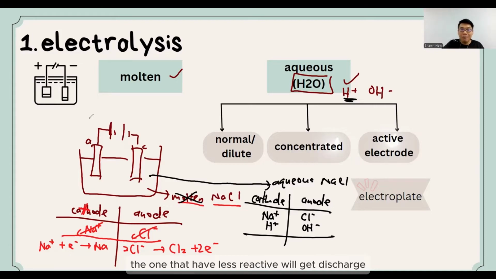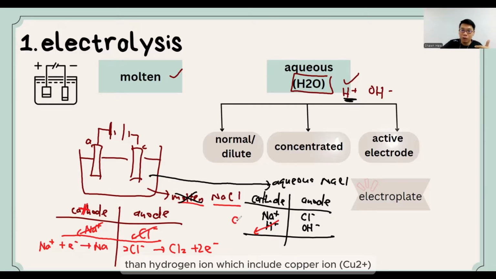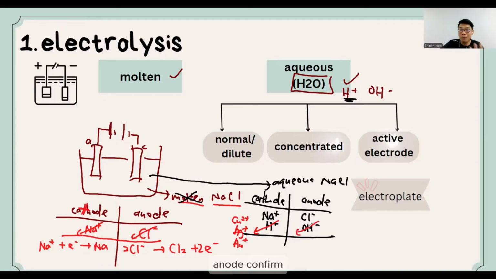In an aqueous situation, you need to choose which ion will get discharged. The one that is less reactive will get discharged. Hydrogen is usually lower in reactivity. There are a few ions that are lower in reactivity than hydrogen ion, which include copper ion, silver ion, and gold ion. So other than this, always choose hydrogen. And then how about the anode here? At the anode, we will confirm choose hydroxide ion.